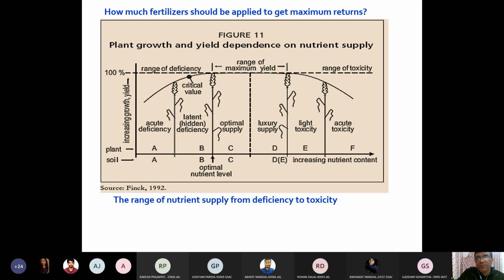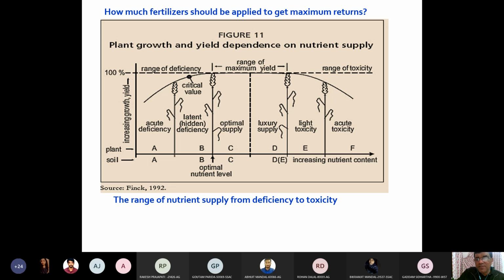And then, if you go on increasing the nutrient, then you will have light toxicity. In light toxicity, at some point you will get about 90% of the maximum possible yield, which will be the critical concentration of the nutrient for toxicity. And then finally you will get acute toxicity.